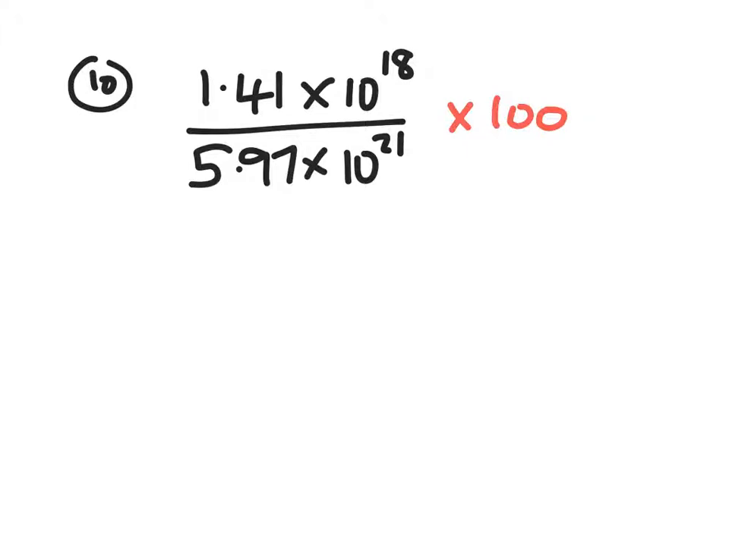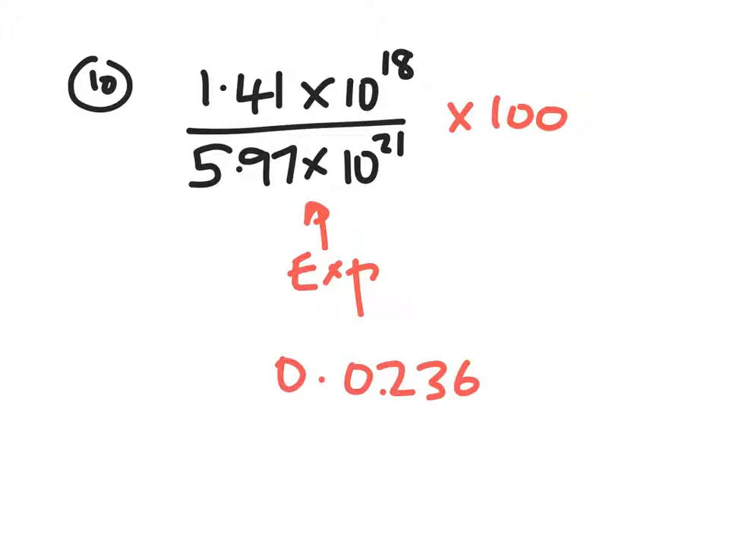So now it's all about using your calculator. Remember, this times 10 goes in the calculator as EXP. I'll let you try that for yourself. You should get an answer of 0.0236%. Okay, that little dot that's just appeared shouldn't be there.